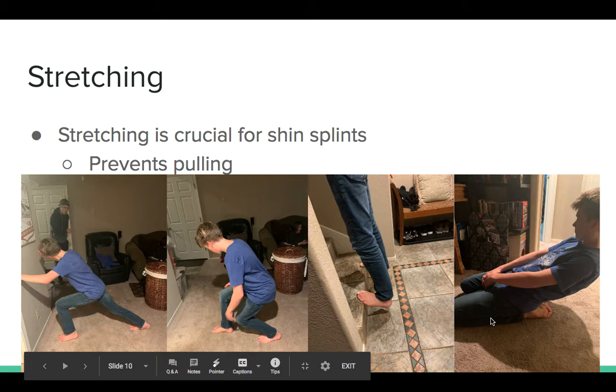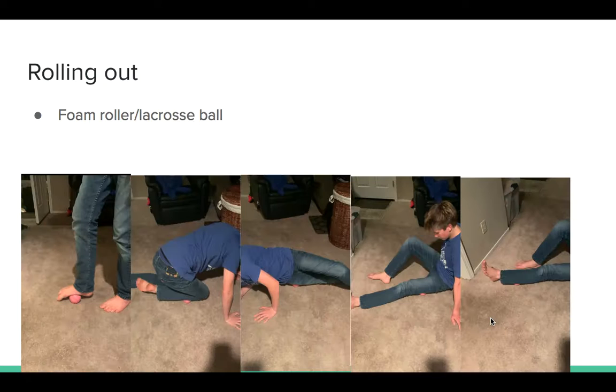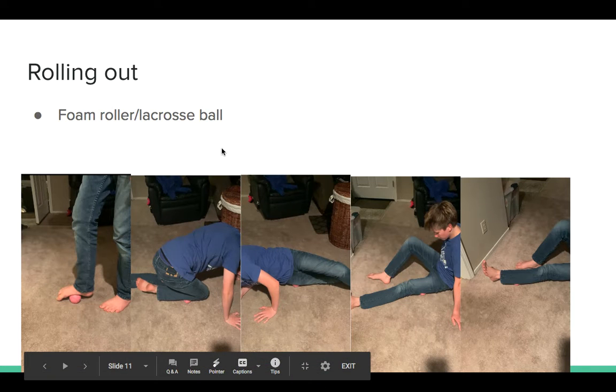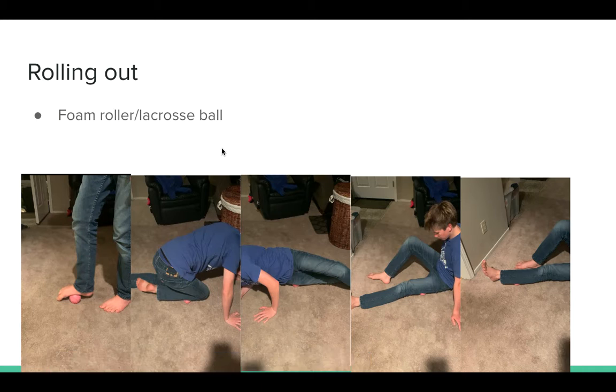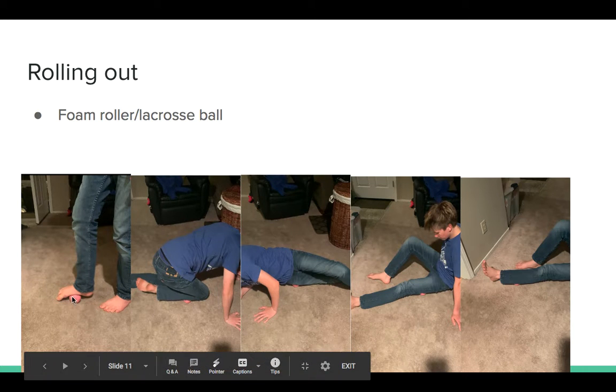I had him do each of these stretches for 30 seconds. After that, I had him roll out either using a foam roller or lacrosse ball. He used a foam roller at home, but all we had is a lacrosse ball here, so he used that. He rolled out his plantar fascia first, then his tibialis anterior. He then rolled out his IT band.